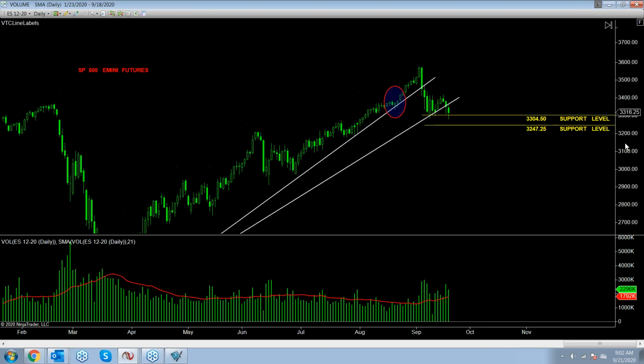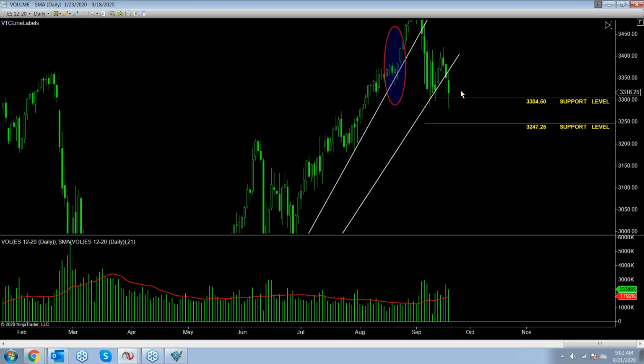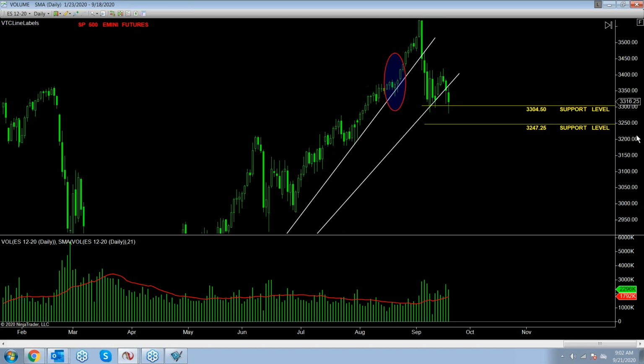And the probe is, as you can see, from the most recent action on 9/18, the low is through the low of the bar where the floor level at 3304.50 was located, again, back from 9/9/2020.